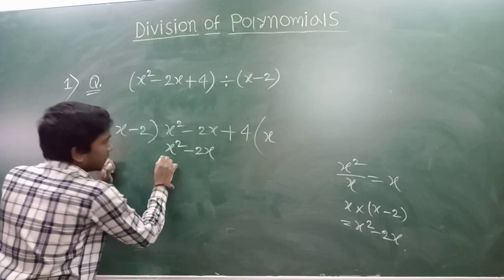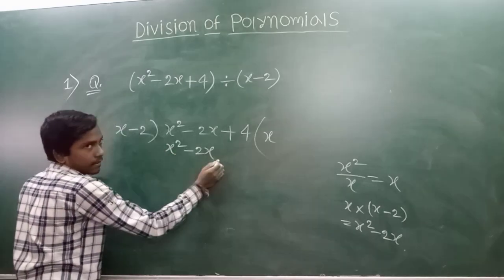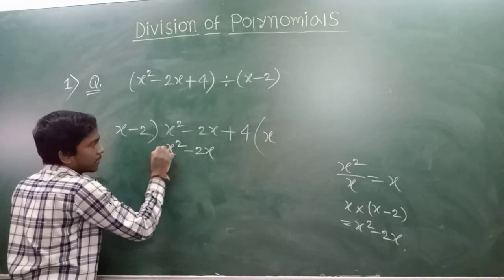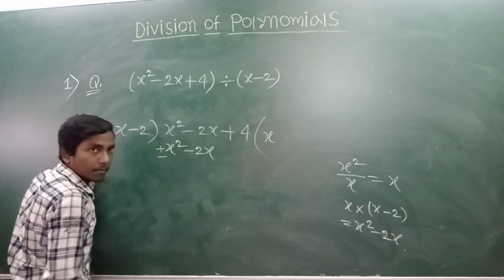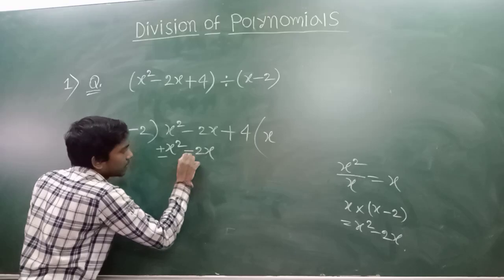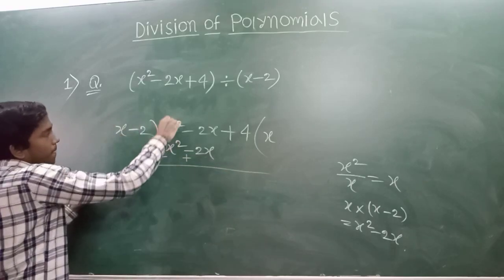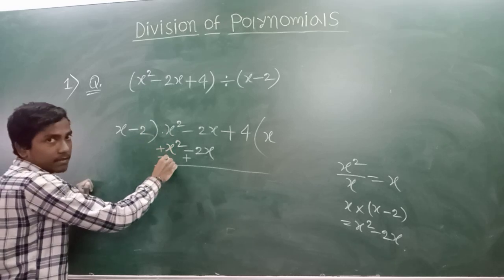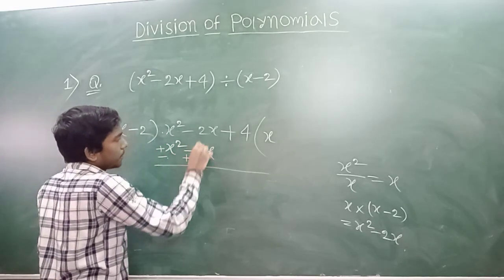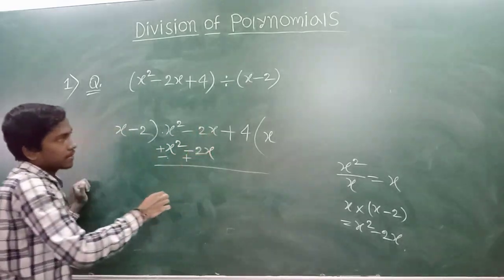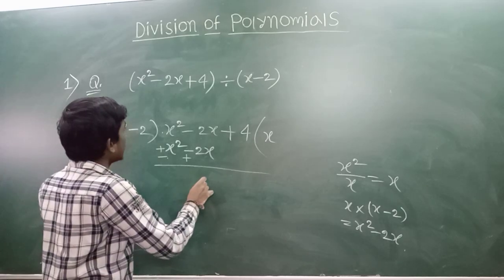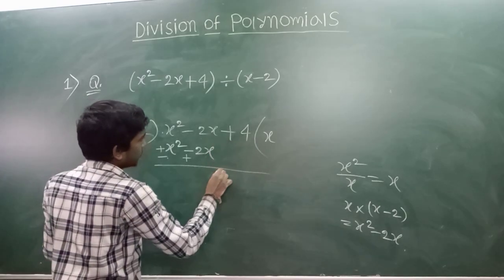Now change the signs of each of the terms in this expression. So this is plus, so this will become minus. This is minus, this will become plus. Now add this. So plus x square and minus x square are cancelled out. Plus 2x and minus 2x are cancelled out. We are left with 4.